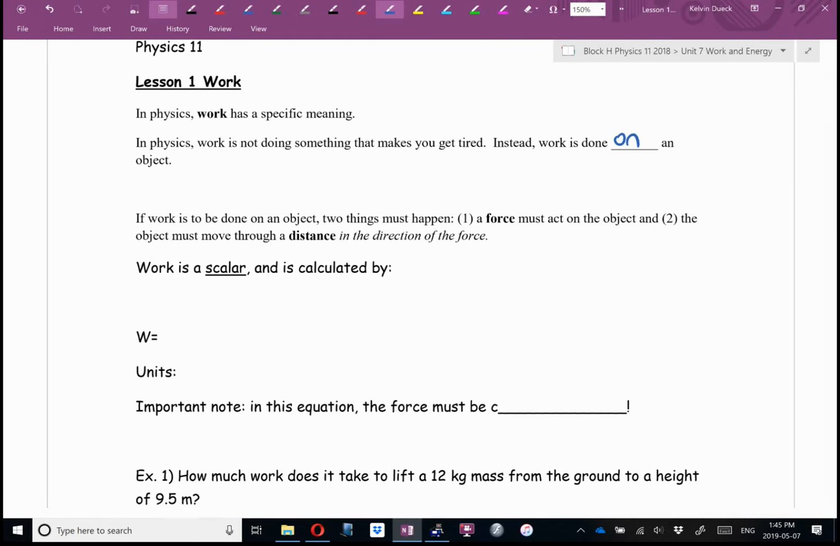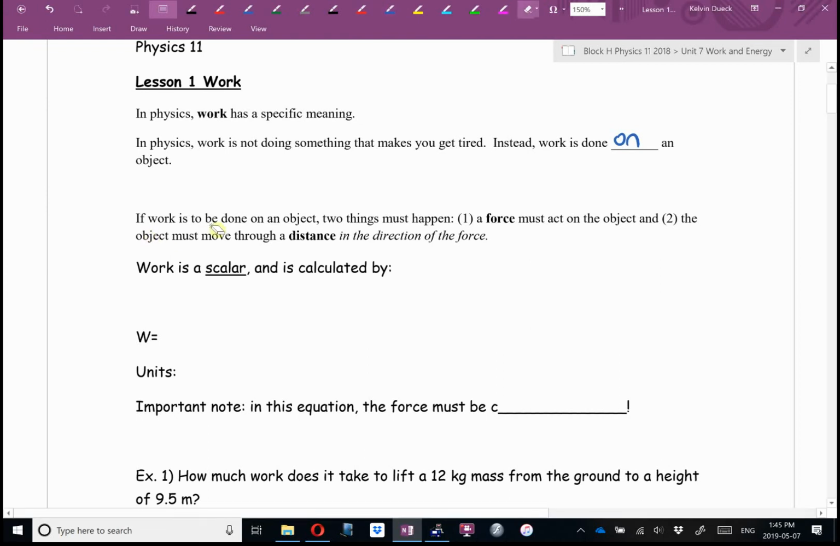The first way is the easiest and cleanest, but it only works in certain situations. The second method is a bit longer. The third method is something called the work energy theorem. It's the best one, but it's also by far the most cumbersome. It's the biggest pain to use. So we're going to start off with the cleanest definition today.